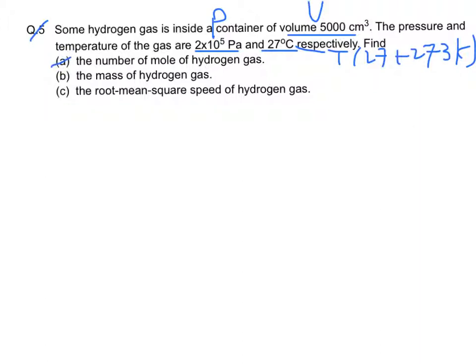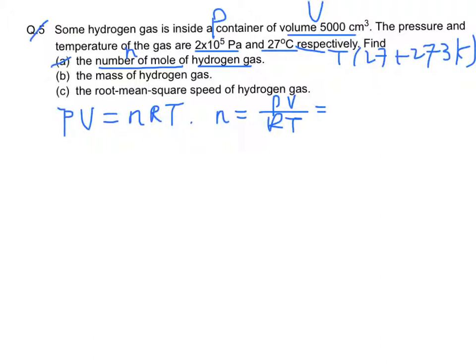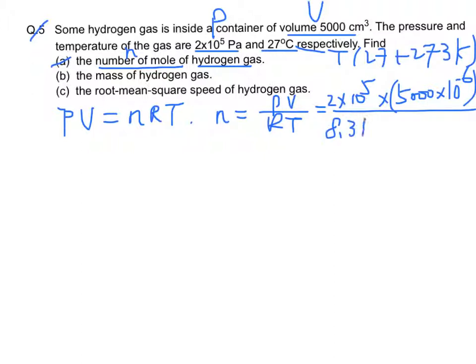Part A, the number of mole of hydrogen gas N can be found by the equation PV equal to nRT, N equal to PV over RT equal to 2 times 10 to the power 5 times 5,000 times 10 to the power negative 6 meter cube over 8.31 times 27 plus 273. Number of mole of gas equal to 0.40.